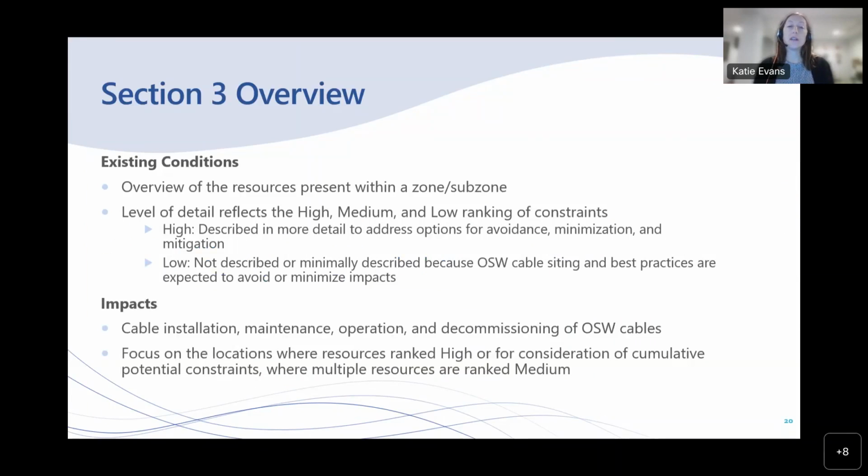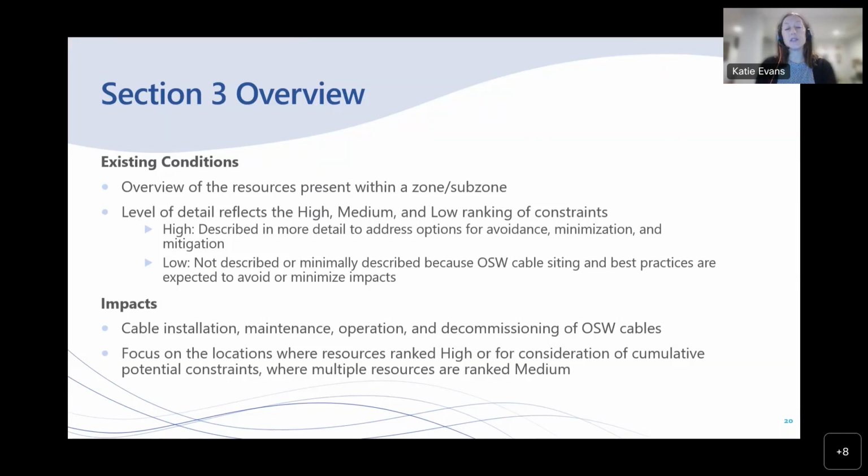So section 3 is set up similar to a typical environmental assessment or EIS, which some of you may be familiar with. The existing conditions for each resource are described first, followed by a corresponding discussion of potential impacts. Section 3 is organized by approach area and by resource. So you'll find all of the undersea approach areas first, followed by the onshore approach area.